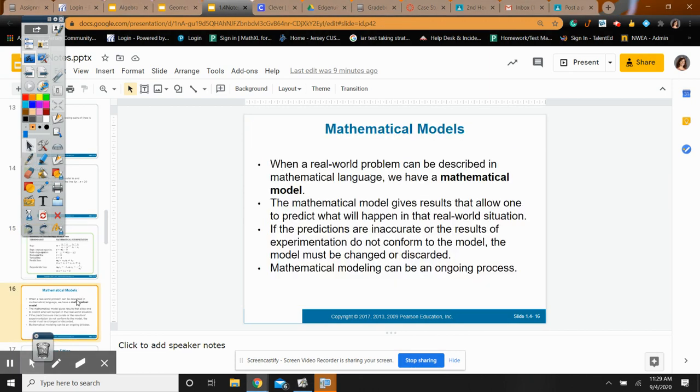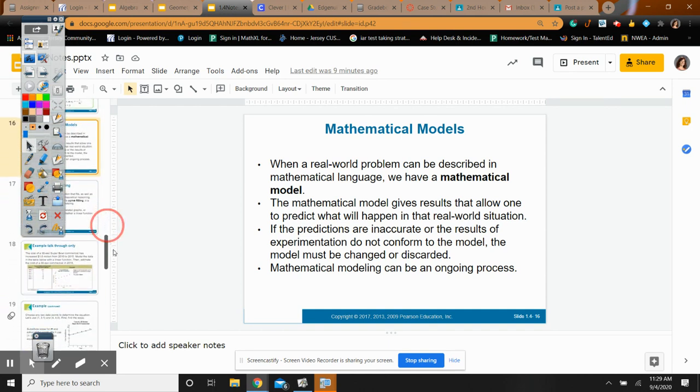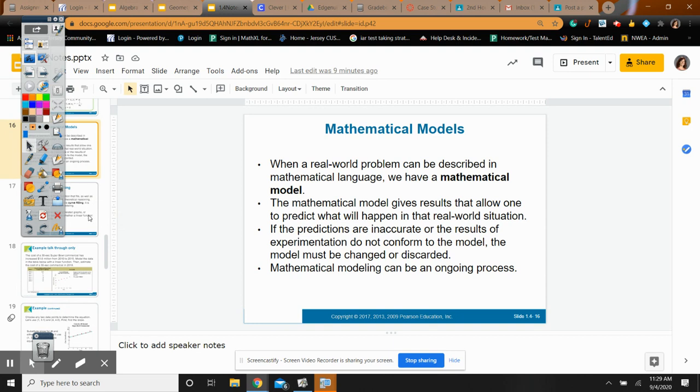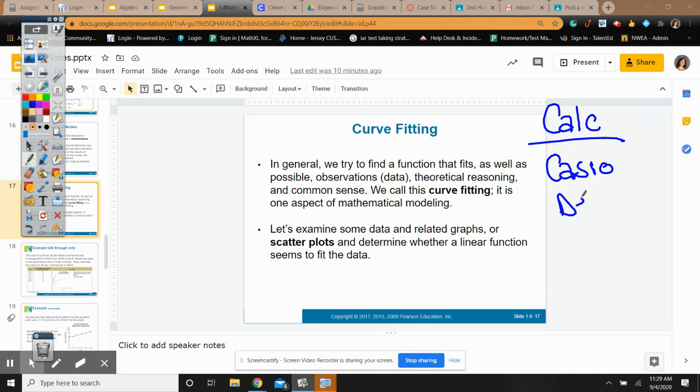Next, they're going to talk about mathematical models. Mathematical models are basically just word problems. And sometimes we're going to be using our calculator to give us a linear model to fit data points. So this is totally a calculator problem. You will need to know how to do this. If you have a Casio, you might have to do a quick Google search. I'm going to see if I can figure out how to do it maybe on a Desmos or something. But I'm going to show you today how to do it on a TI-84.